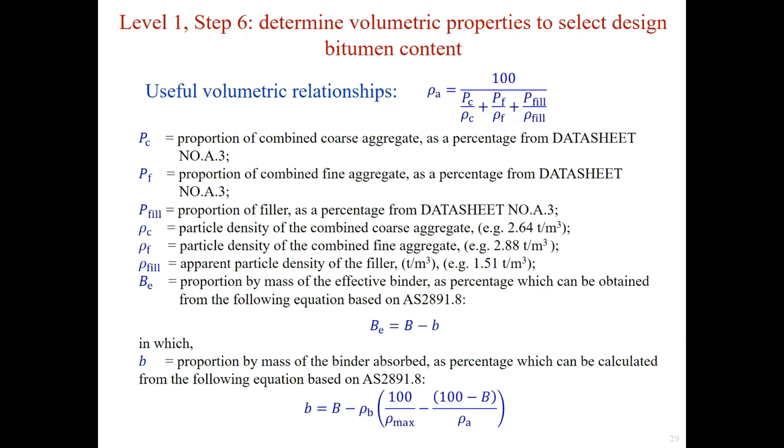This is the follow-up of previous slide. The bulk density of the combined mineral aggregates could be calculated using this formula. The physical meaning of each symbol is shown below. The BE is the proportion by mass of the effective binder as percentage, which can be obtained from the following equation. The small b is the proportion by mass of the binder absorbed as percentage. It could be calculated from the bottom equation.